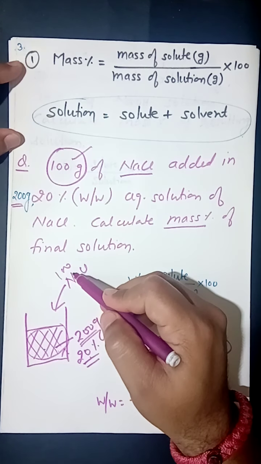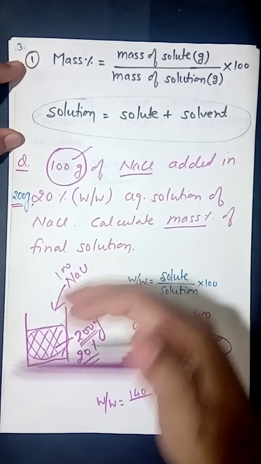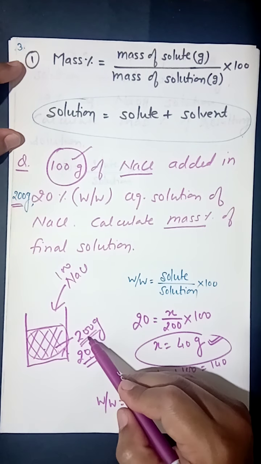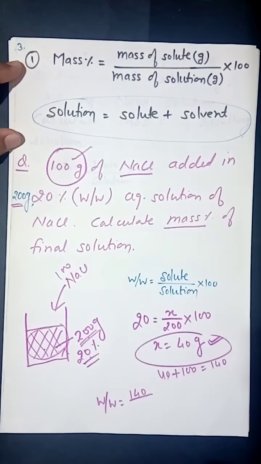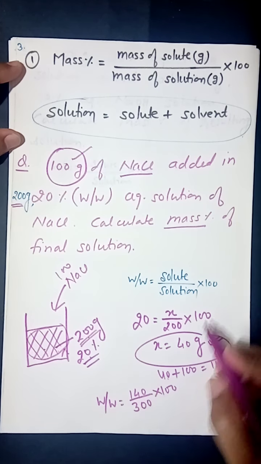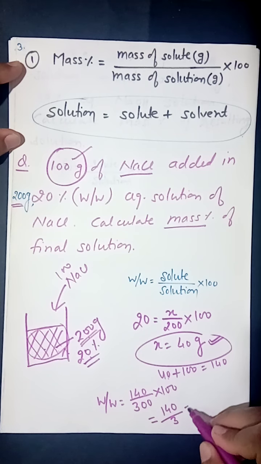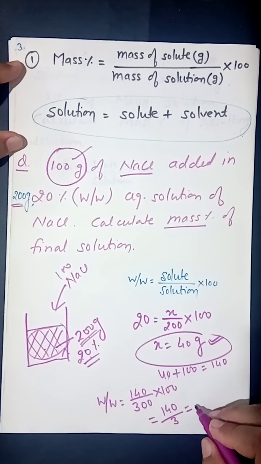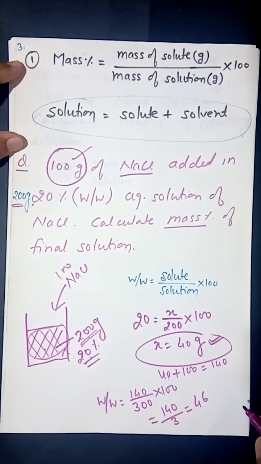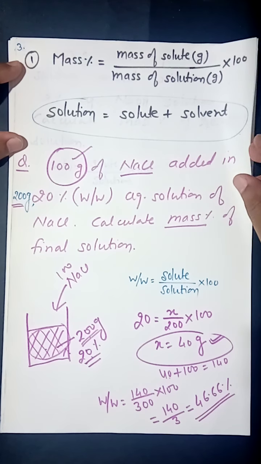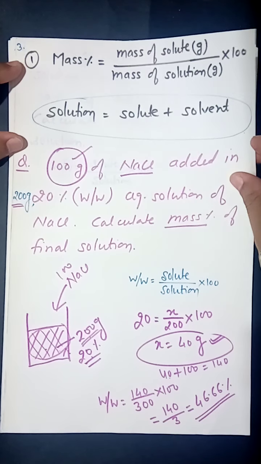Now here remember, whether we add solute particles or we add solvent, the mass of solution will increase in both cases. So earlier it was 200 gram, 100 gram NaCl further added, so mass of solution becomes 300 gram, into 100 as per the formula. Solve it, it is 140 divided by 3. On further solving it is 46.66%. So this is the mass percent of the final solution when we added 100 gram sodium chloride in 200 gram of solution.